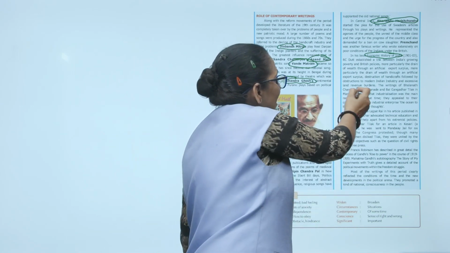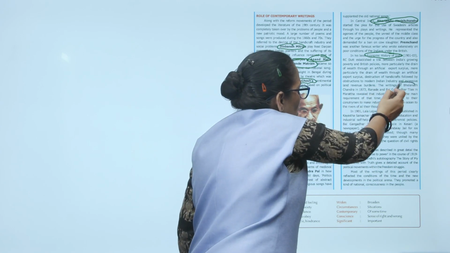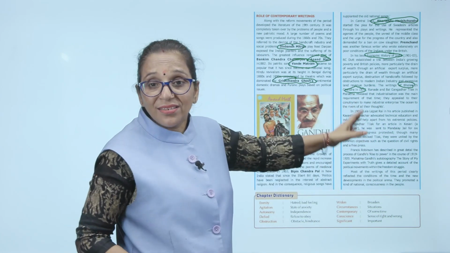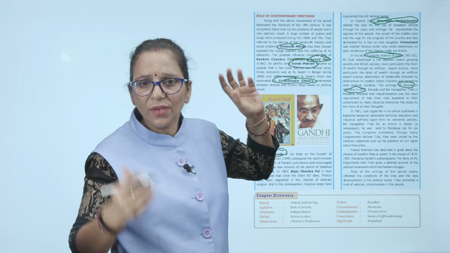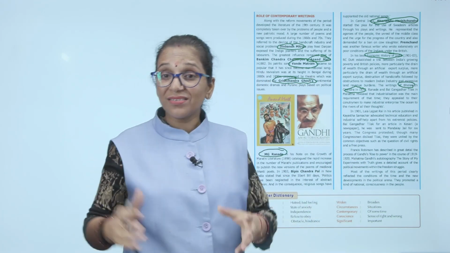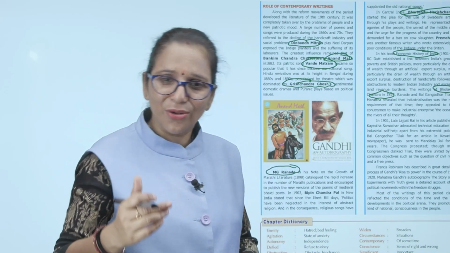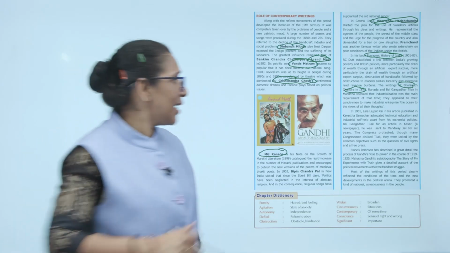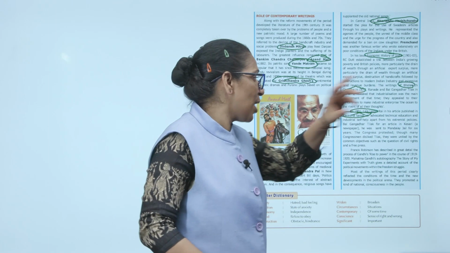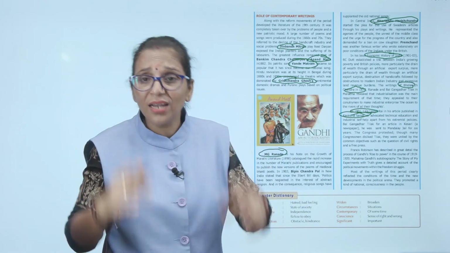Then in 1873, the writings of Bholanath Chandra, Ranade and Bal Gangadhar Tilak in Marathi revealed that industrialization was the main requirement of that time. They appealed to their countrymen to make industrial enterprise the ocean of the river of all their thoughts. Then only industries can grow up. Then in 1901, Lala Lajpat Rai, in his article published in Kayastha Samachar, advocated technical education and industrial self-help apart from the extremist policy. Until and unless we work on our technical education, we cannot grow up.